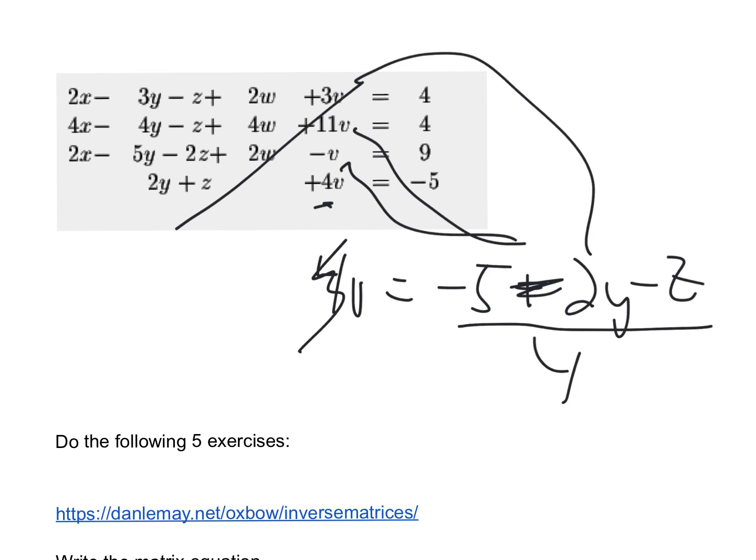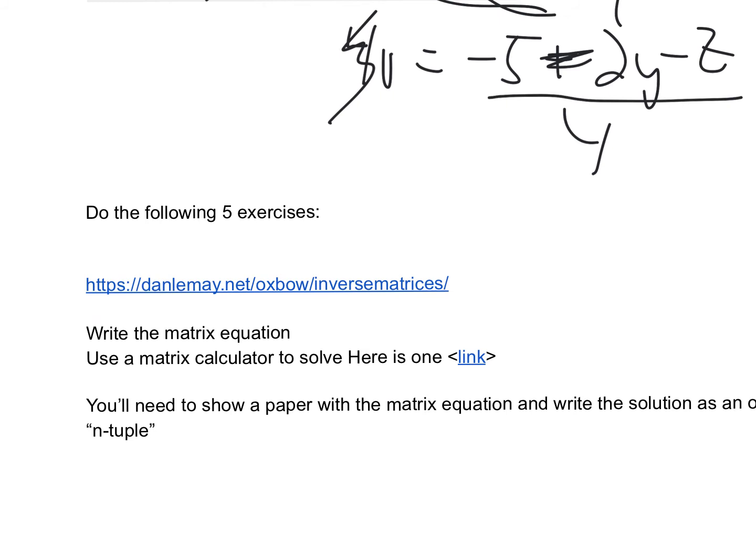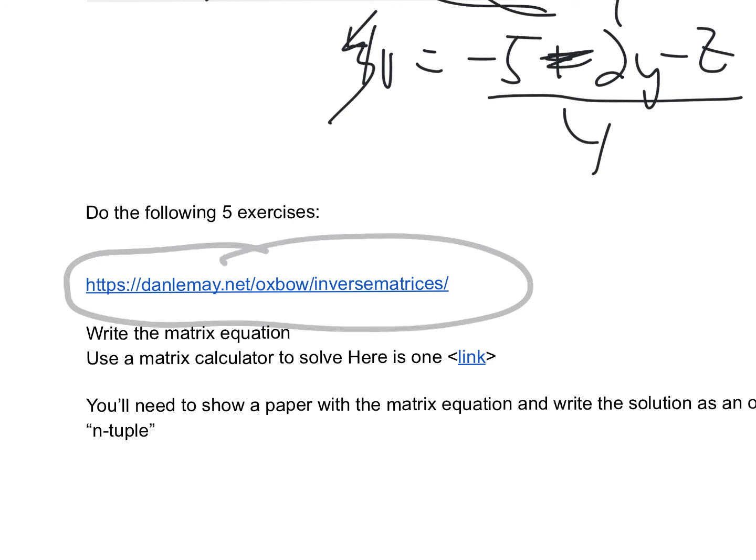So what do you have to do? You can probably read this rather than me going over it. There's this multiple choice test that I have available here. They give you 5 different systems. Write the variable matrix. Write the matrix equation is what I'm trying to tell you, and then you can use that matrix calculator and see the answer. And here's that same Math is Fun calculator.